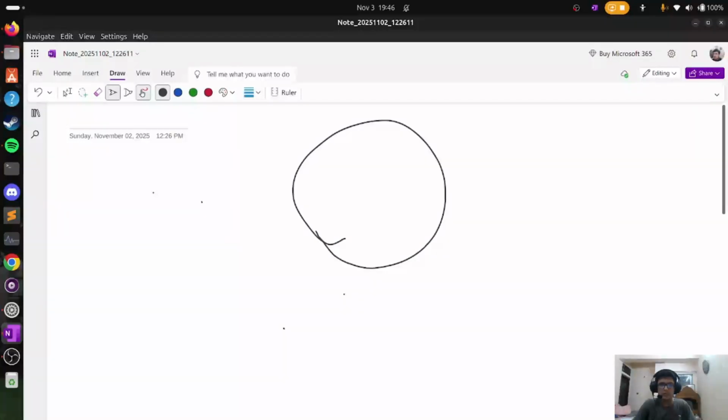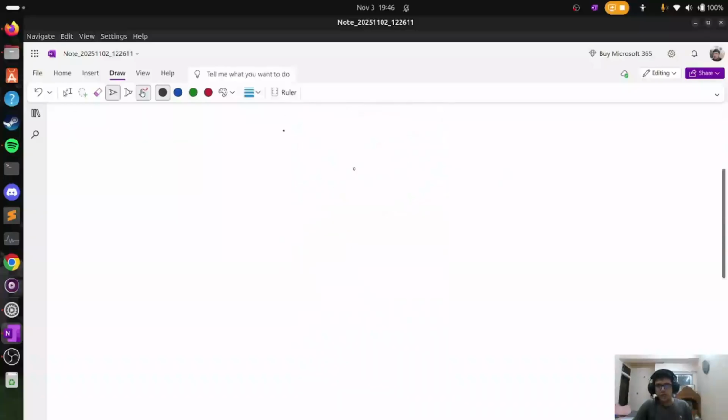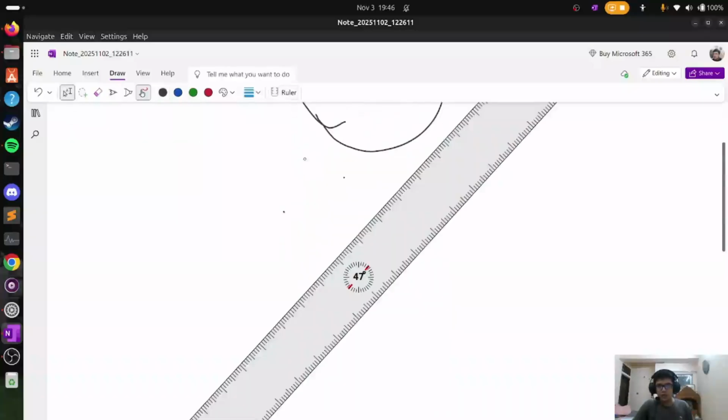Okay, it's not a perfect circle, but let's just assume it is a circle. So the circle has a radius r. We don't know what the perimeter of the circle is. So let's start. Now what I want to do is draw an n-sided polygon, just for learning purposes.